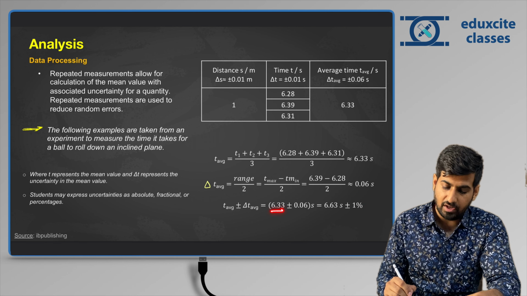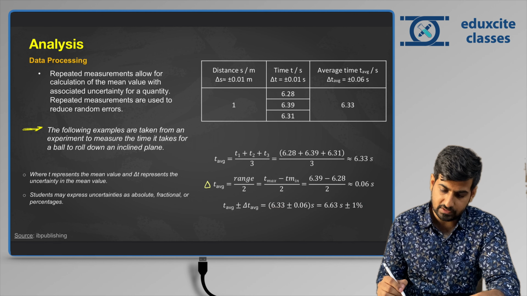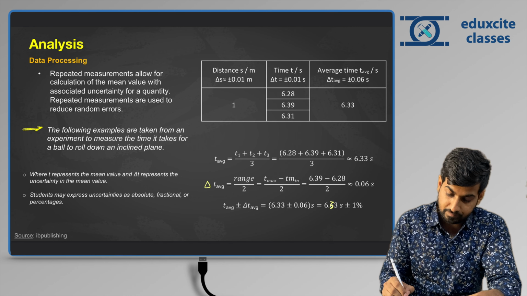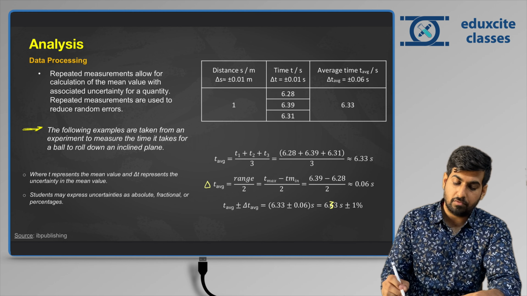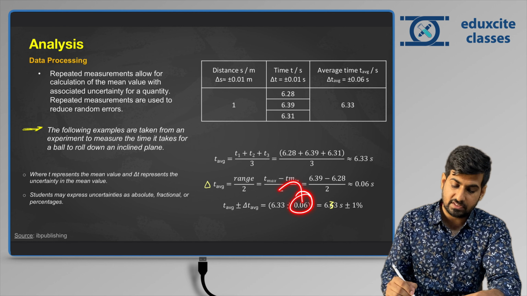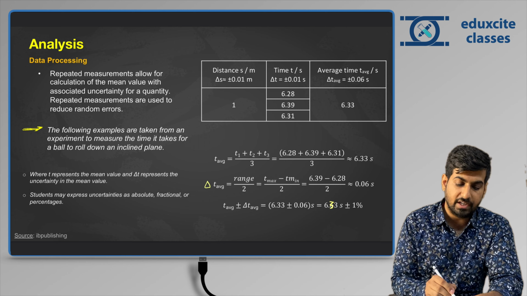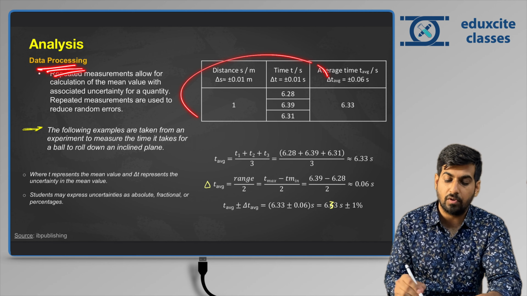So 6.33, this is 6.33 plus minus 1%, that is, 0.06 is the 1% of 6, nearly 1%. Okay. So this is how data is being processed. This is for one calculation.